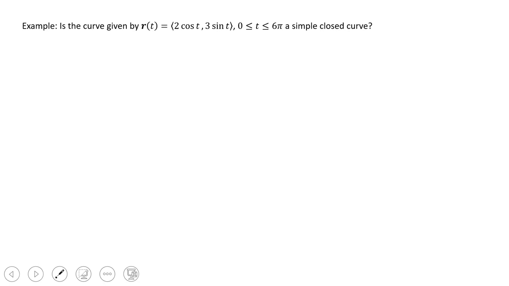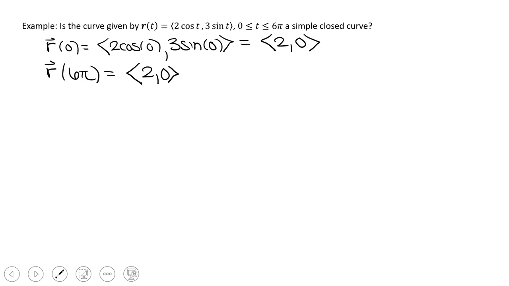The first thing I'm going to do is check, is it closed? If this is a closed curve, the endpoints at t equals 0 and t equals 6 pi should have the same values. If it's closed, the starting and the ending point should be the same. If you plug 0 into this function, 2 cosine 0 is 2, 3 sine 0 is 0, so you have the location (2, 0). If you plug 6 pi in, you end up getting the exact same thing. And so that tells me this is a closed curve. The starting point and the ending point are the same.